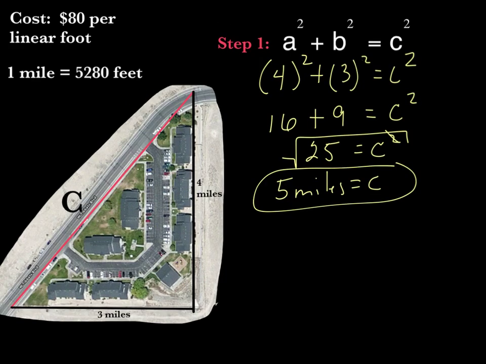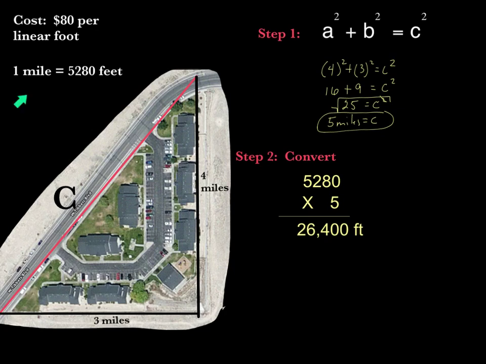So it's pretty straightforward in this first step. We're going to take our two numbers, our 4 and our 3. We're going to square them to give us this, which will give us 25 for c squared. We're going to take the square root of that. So that finds out that we have a distance here in the part that we're replacing of 5 miles.